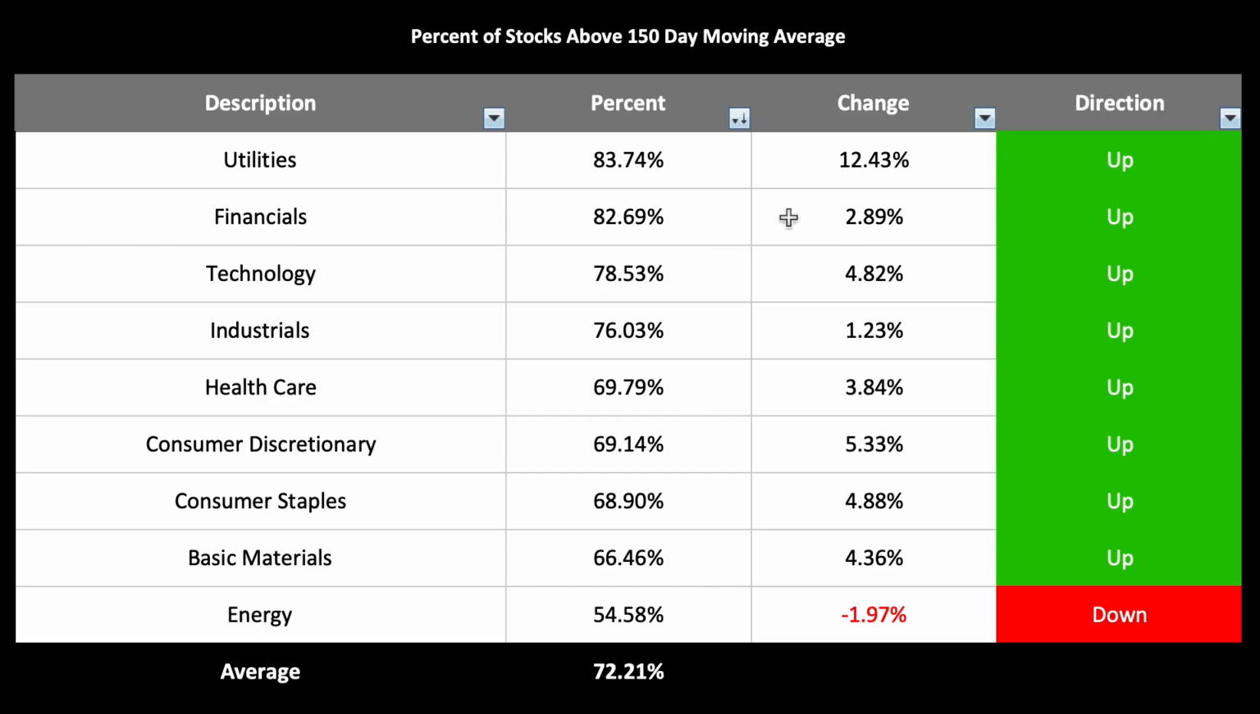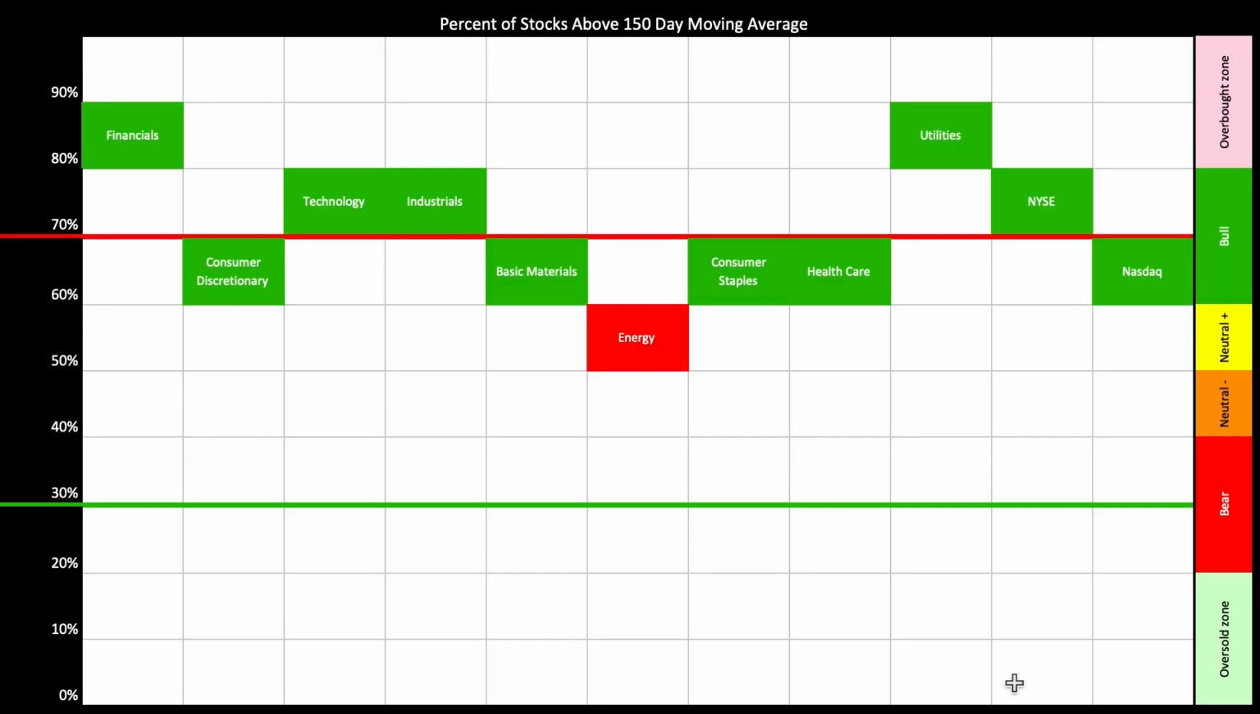Same with financials, at 82% of financial stocks, which is the biggest sector, I believe. So obviously indicating the strong bull market we're in currently, followed by technology at 78%, and then industrials at 76%, and healthcare. Energy has been the weakest sector all year, and only recently broke above the 50% level. It pulled back again this week, and it's the only sector going down this week. The average has moved above 70% for the first time this year. It's now at 72%.